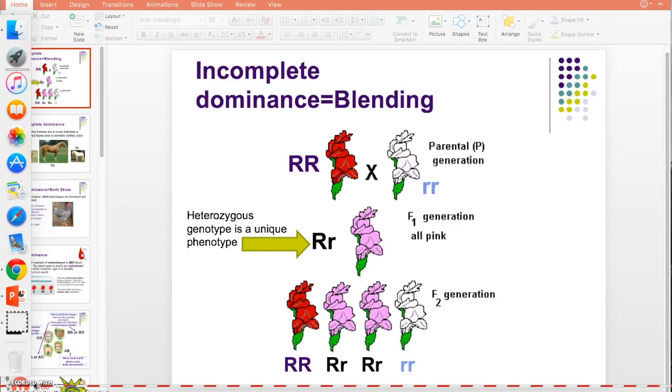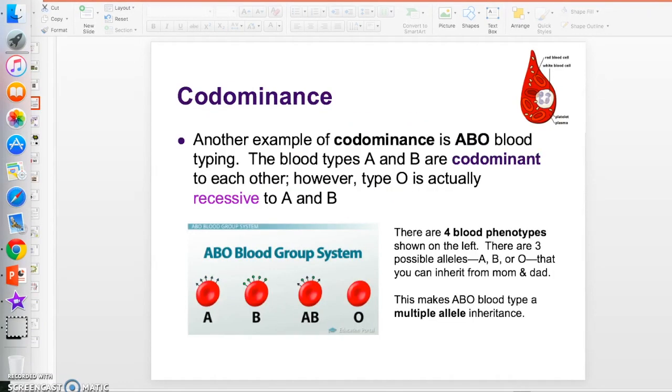One of the patterns we talked about was incomplete dominance, in which the parents have offspring that have a phenotype that is a blend of their traits. In this example, you can see that the red flower is crossed with a white flower, and you get the heterozygous condition in the offspring. In this case, the heterozygous condition or genotype produces a unique blended phenotype.